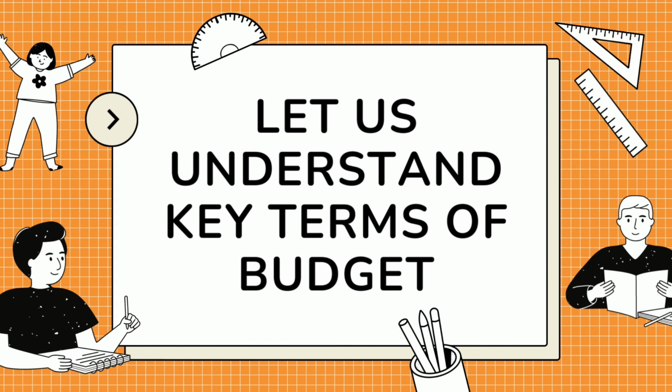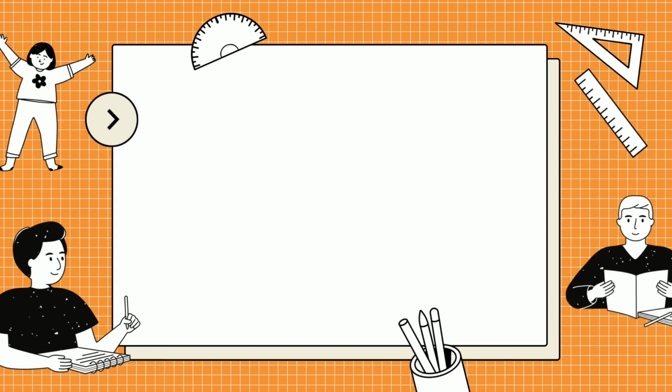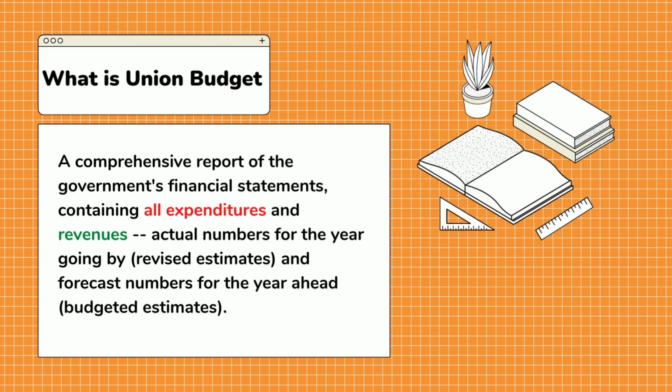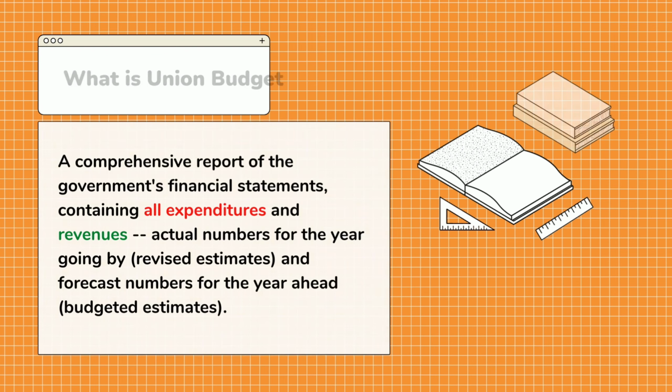First, let us understand what the Union Budget is. It is a comprehensive report of the government's financial statements containing all expenditure and all revenues: actual numbers for the year going by, revised estimates, and forecasted numbers for the next year ahead, that is budgeted estimates.